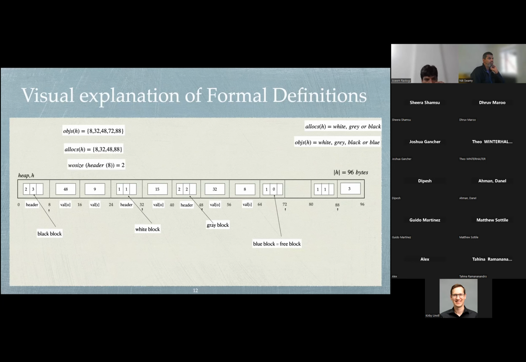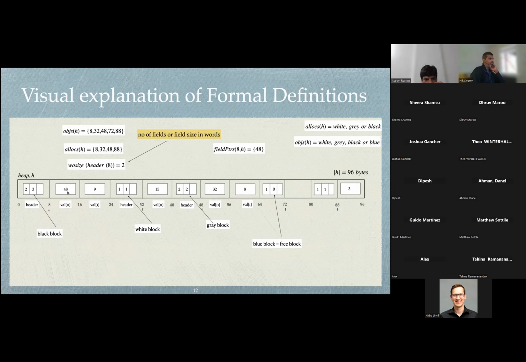Now, row size of header 8 means we need to go here and see the row size, which is equal to 2. That's the number of fields, the field size in words. Now field pointers of 8 in H means the field pointers of this object 8 in this heap H.